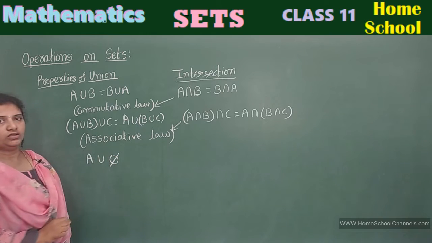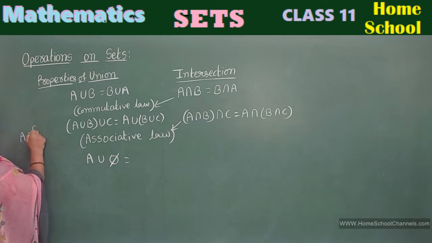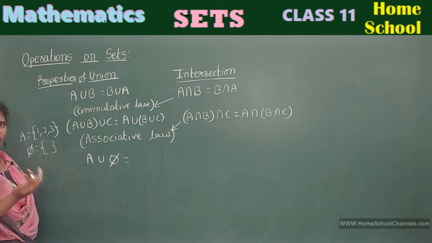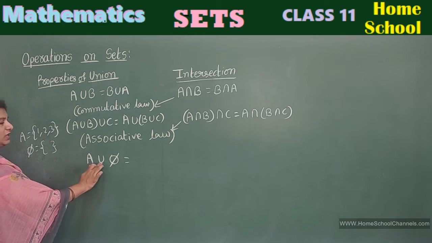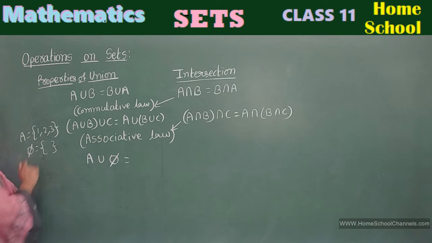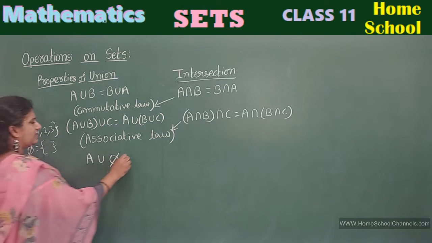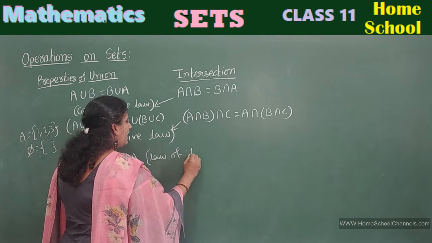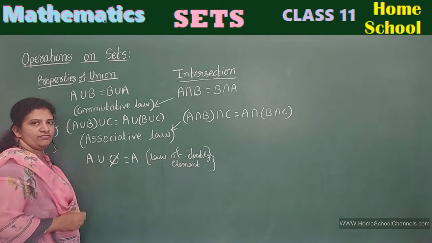A union phi. A union phi is what? Let me take an example here. A is equal to 1, 2, 3. Phi means it is a null set, an empty set. There are no elements present in it. A union phi means if you do the union, there is nothing in phi, so the union of these two is again 1, 2, 3, which is nothing but A. This is called the law of identity element. A union phi is equal to A.